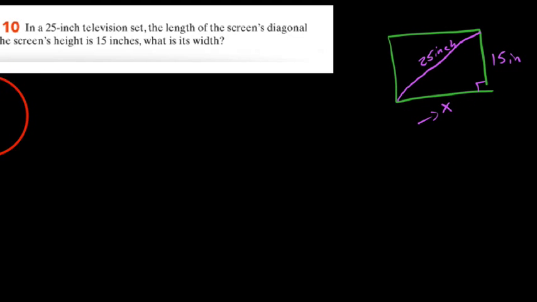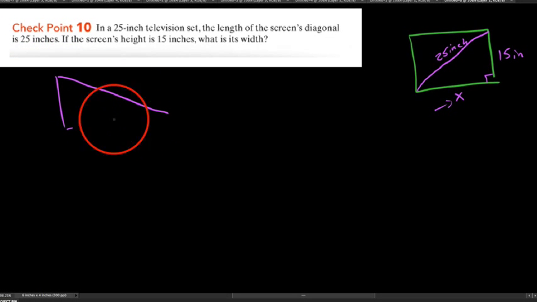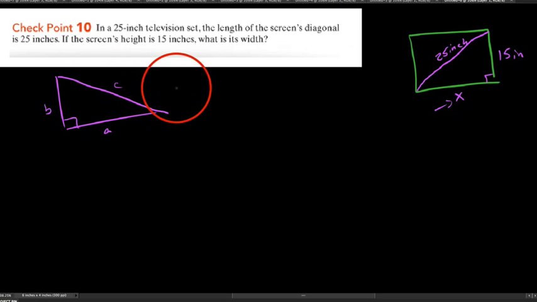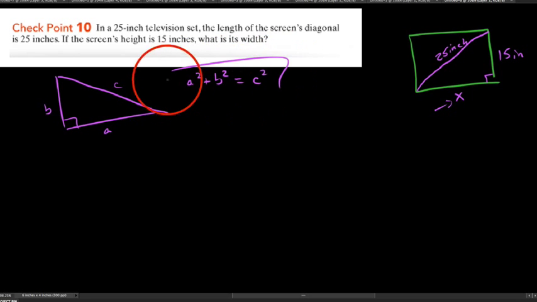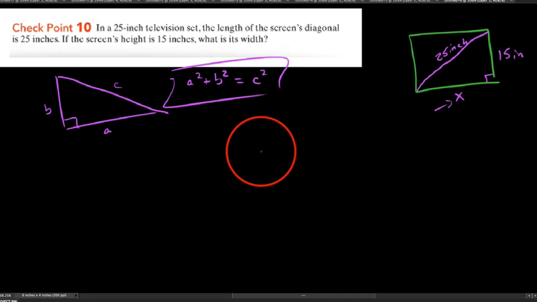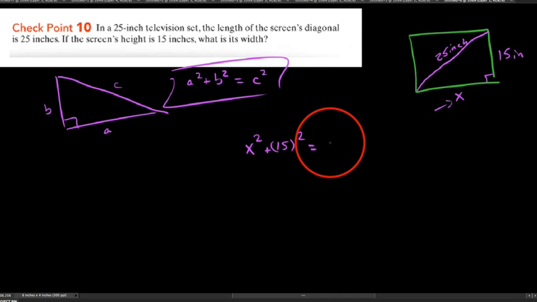So recall that for a right triangle, this must be a right triangle here, where the legs are A, B, and the hypotenuse is C, we have the relationship that the sum of the squares of the legs is equal to the square of the hypotenuse. So using that very same relationship here, we could say, well, then the sum of the squares of the legs, which is x squared plus 15 squared, has to come out to be the same thing as 25 squared.